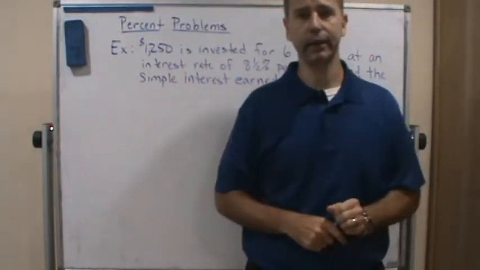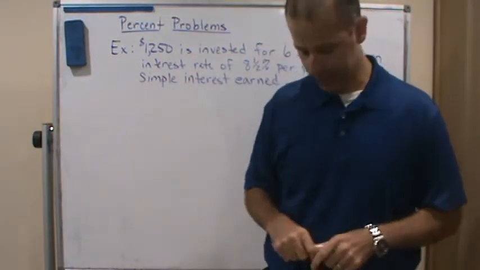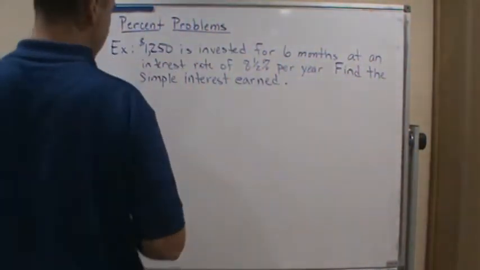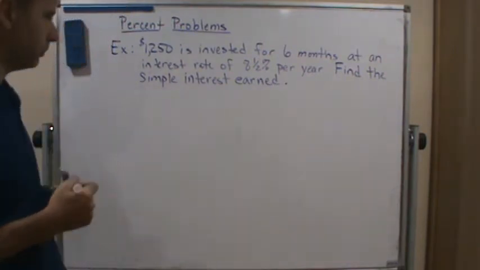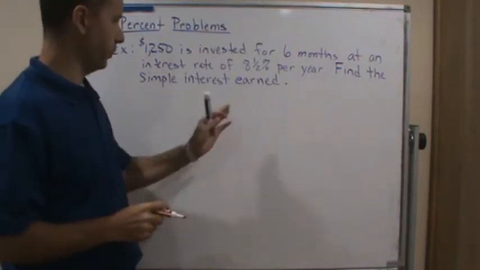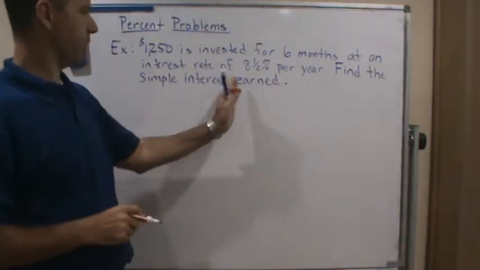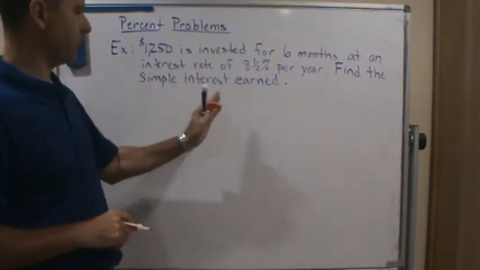Okay, so welcome back. In this video we're going to talk about simple interest, and we're going to do an example of how to calculate simple interest using the formula I equals PRT. In this case we have $1,250 invested for 6 months at an interest rate of 8.5% per year. Find the simple interest earned.